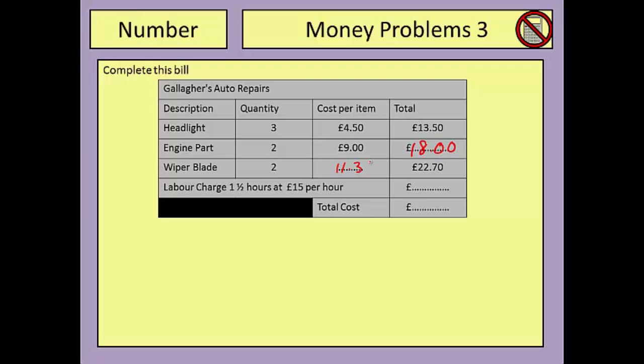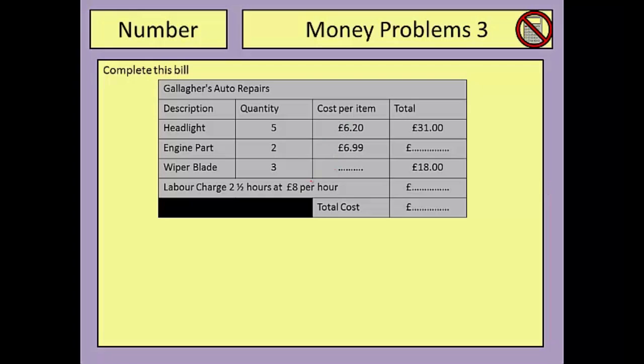item, which is £11.35. The labour charge is 1.5 hours at £15 an hour, so it's £15 for the first hour, and then £7.50 on top of that for the half hour, making a total of £22.50. The total cost is all of these added up, which is £76.70. Well done if you got that one right. Here's a second question for you to have a go at. Pause the video here, hit play when you're ready for the answers.